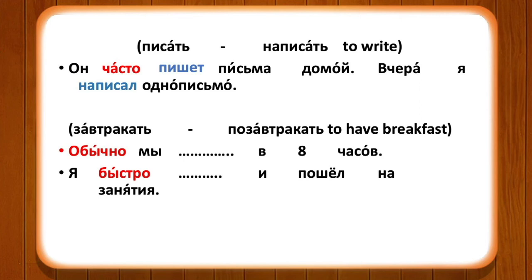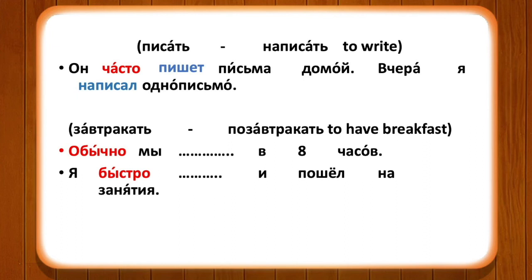In the next sentence, you have to use the verb завтракать, позавтракать. Завтракать, позавтракать means to have breakfast. So завтракать is imperfective aspect, позавтракать is the perfective aspect. The sentence is Обычно мы — в 8 часов. Обычно here indicates usually.